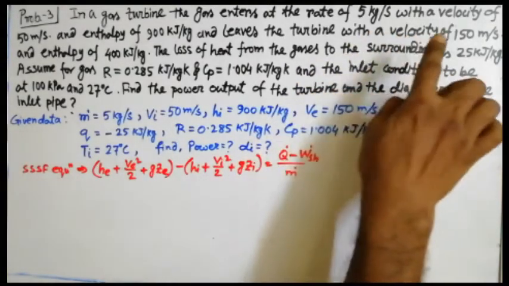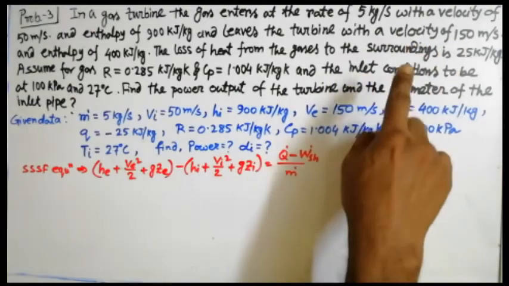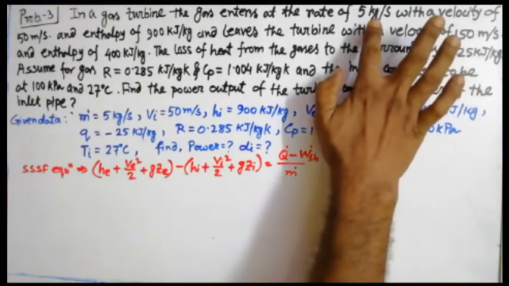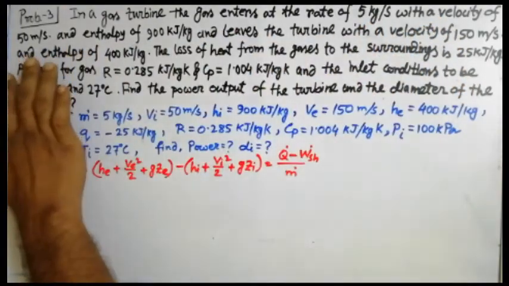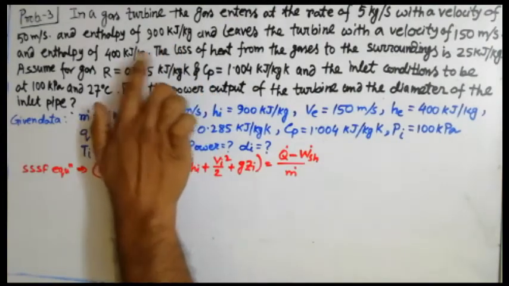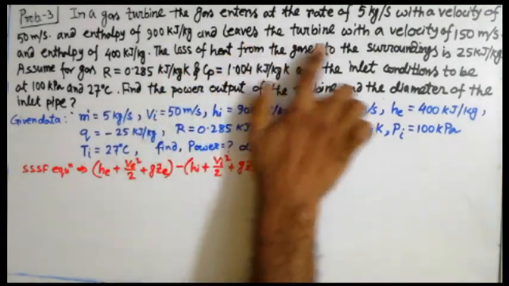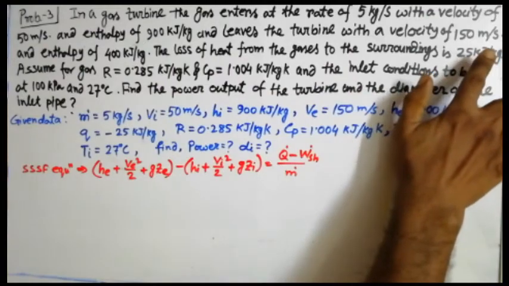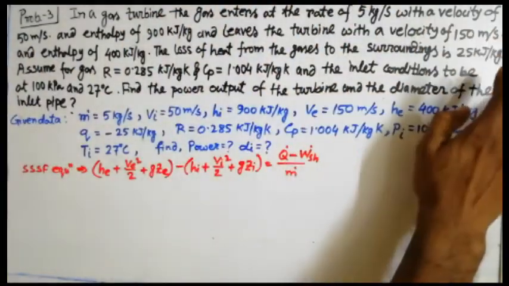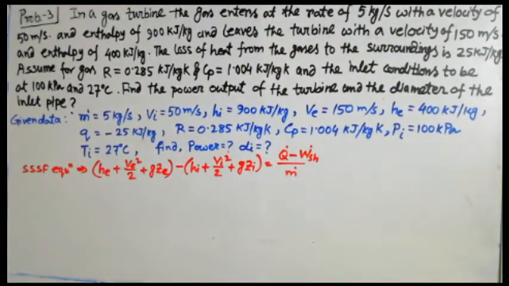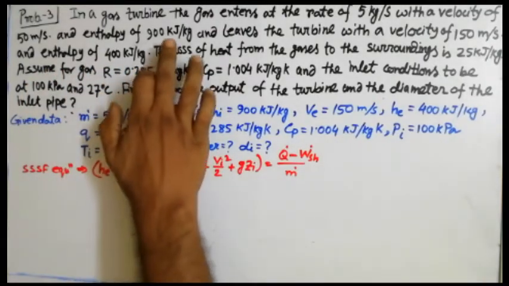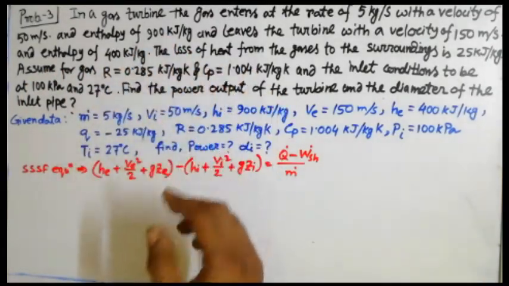So the gas turbine has entering gas with a mass flow rate of 5 kg per second, with a velocity of 50 meter per second and enthalpy of 900 kilojoule per kg at the inlet of the turbine, and it leaves the turbine with a velocity of 150 meter per second. You can see the velocity is magnified 3 times out of the turbine, and enthalpy is 400 kilojoule per kg. Obviously enthalpy is being dropped, so the velocity will be increased.